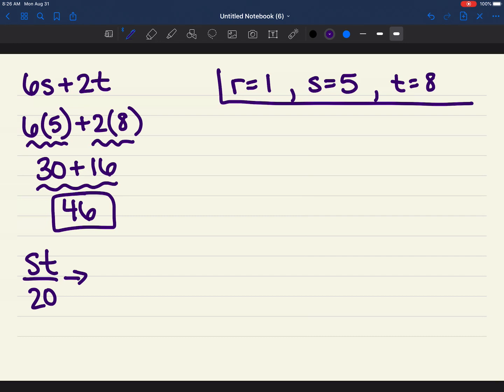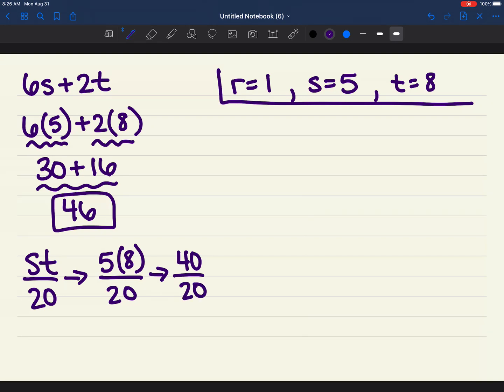Where do you see the variables S equal to something, T equal to something? 5 and... Okay, so how would I write that? 5 and then 8. There we go. Okay. All right, so I know those parentheses mean to multiply. 5 times 8 would give me a total of 40.